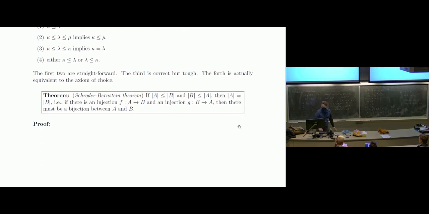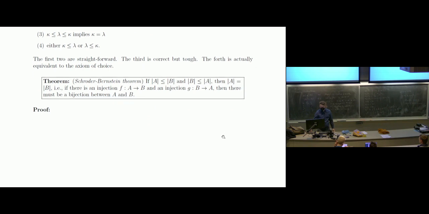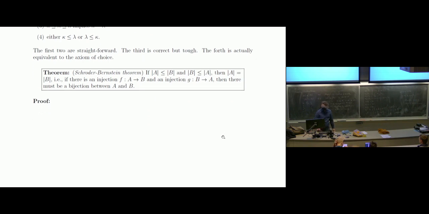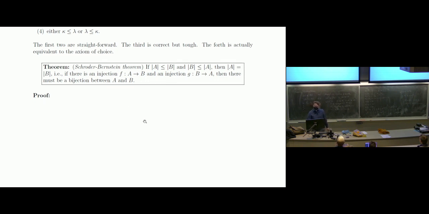Anyway, Schroeder-Bernstein. This has other names as well. It's called the Cantor-Bernstein theorem or the Cantor-Schroeder-Bernstein theorem. And I think that Schroeder should probably have an umlaut, but I forgot to check, and I also forgot to put it in, so I might be misspelling it.